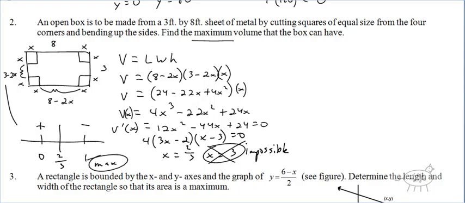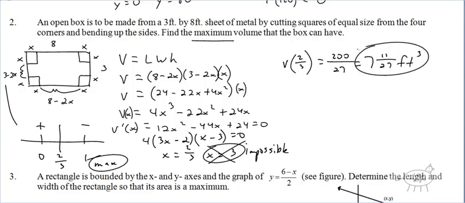All right, and then I want to find my volume, and I'm going to say V of 2/3. It's plugging it into the original equation. That gives me, simplifying it, 200 over 27, which is 7 and 11/27 cubic feet. All right, so that's my answer.